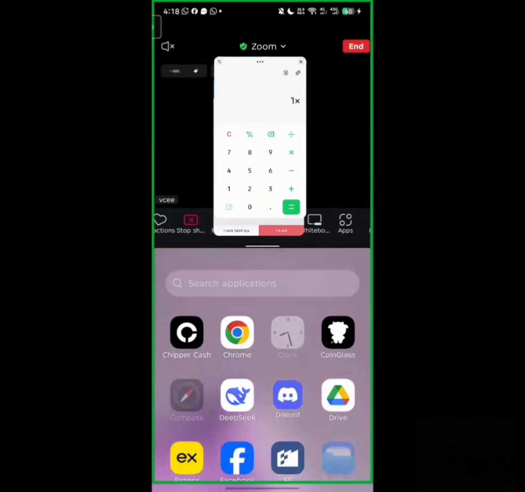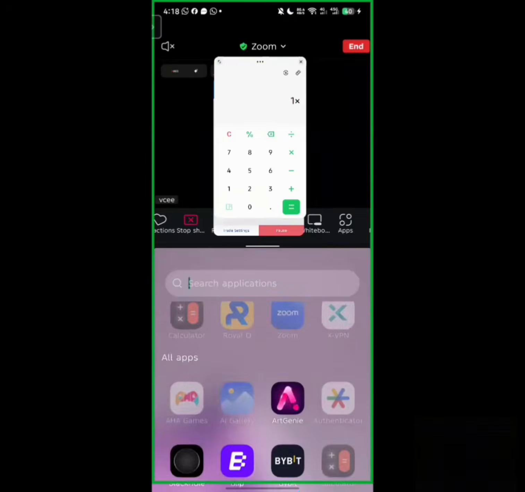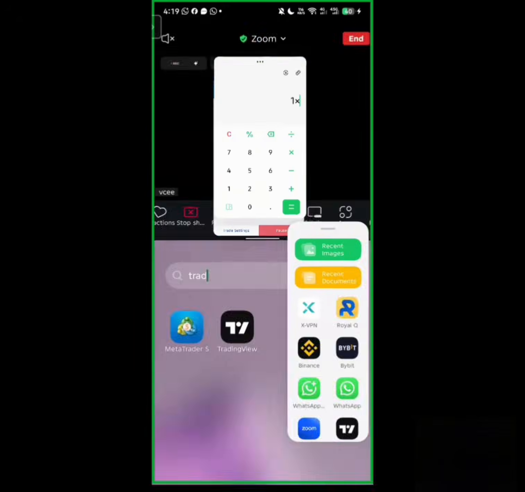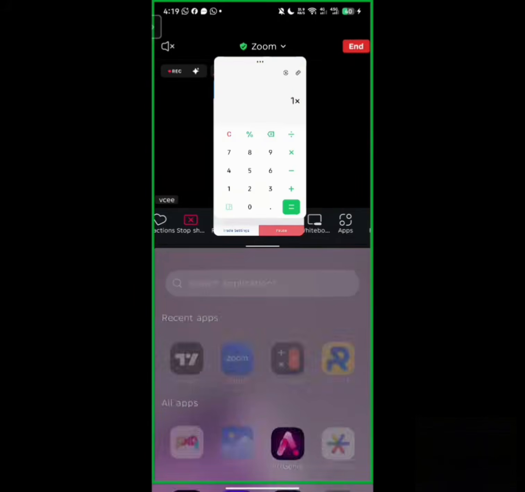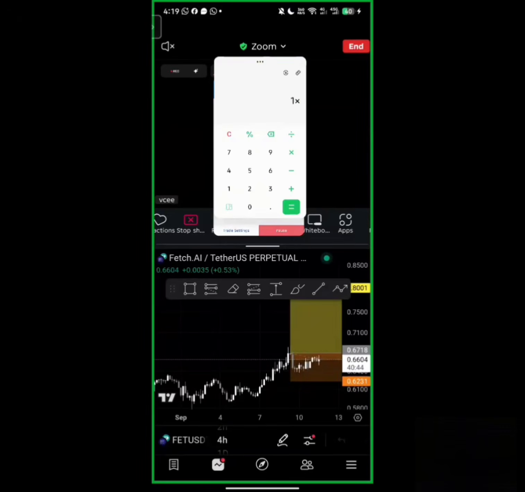Let me open my TradingView. The trade has a stop loss. This trade we are trading, this XRP. I want to show you the XRP.